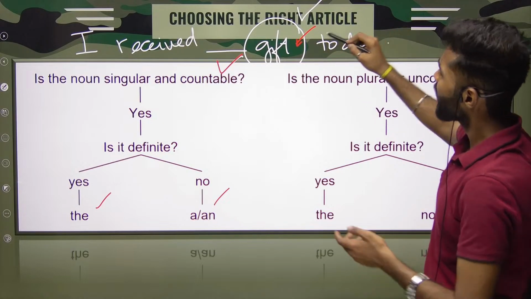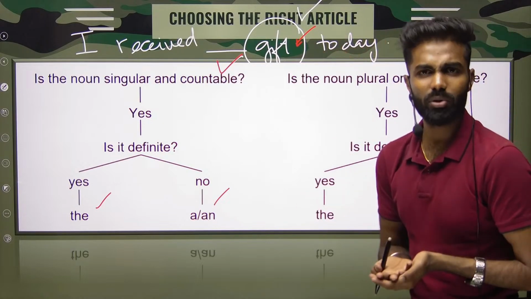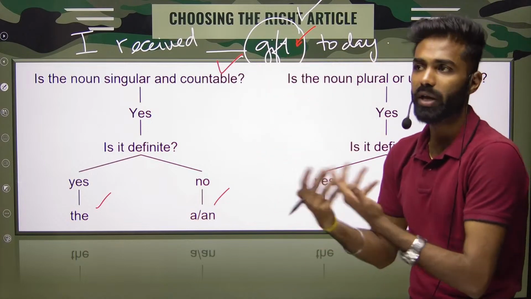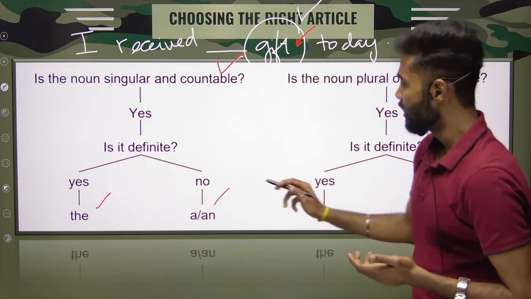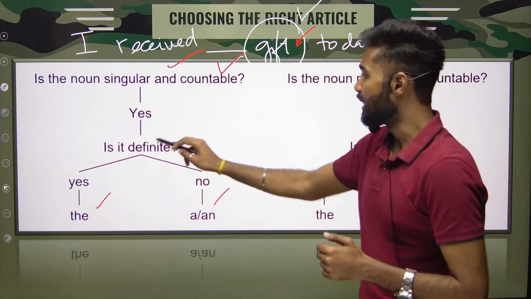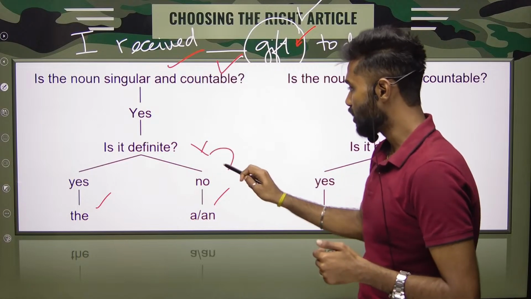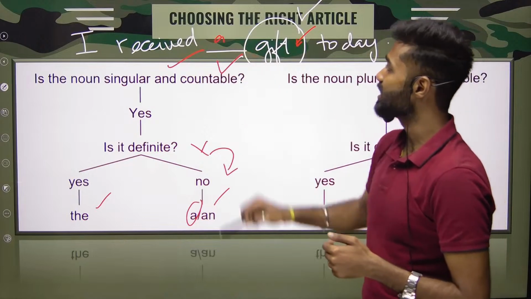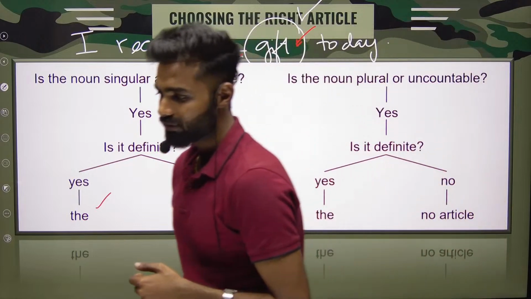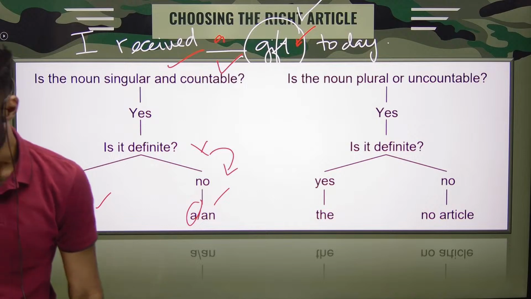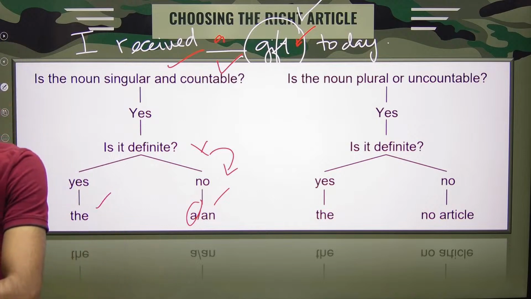Do I have any idea or detail about the gift? No details. I just got a gift today. What gift? Who gave it to me? Nothing. I just got it. So it is singular and countable. And is it definite? No, it is not definite. It is indefinite, so I'll be using a. I received a gift today. That's it. The answer is a. Simran, indefinite.